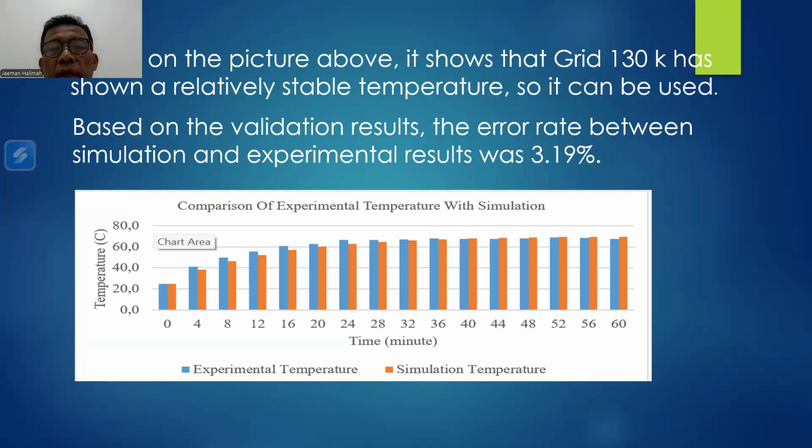Based on the validation result, the error rate between simulation and experimental result was 3.16%. This drawing shows the comparison of experimental temperature with simulation. The blue color is experimental temperature and the red color is simulation temperature, with time of 60 minutes.